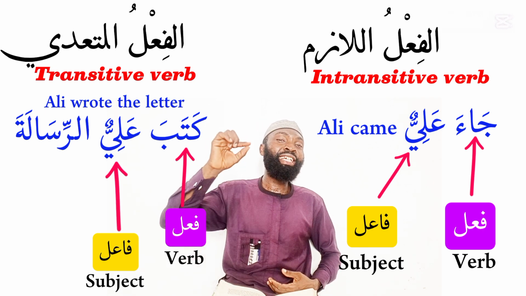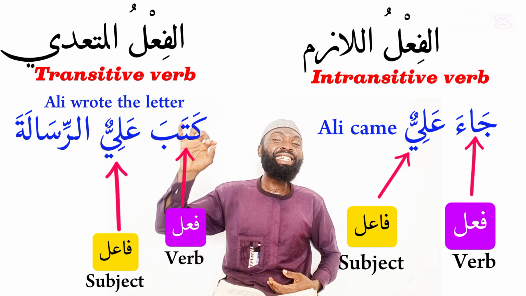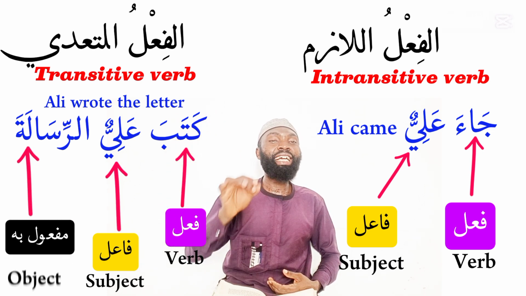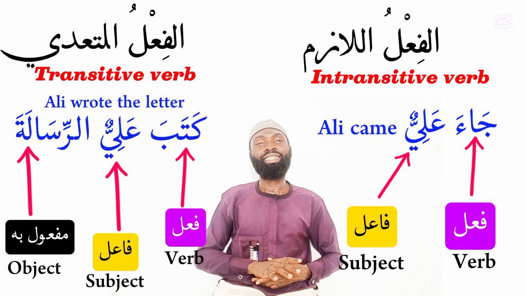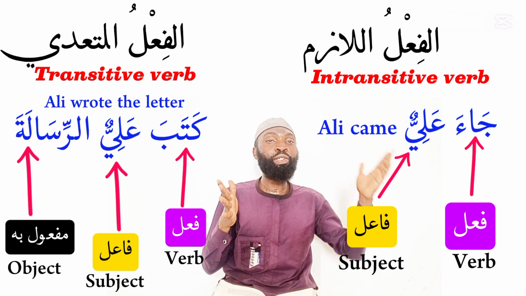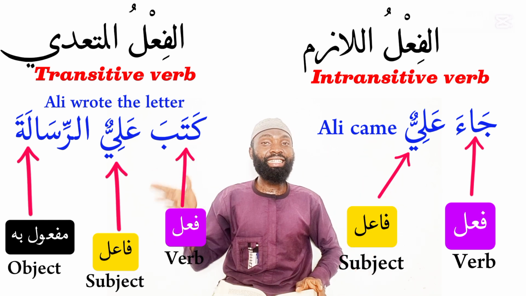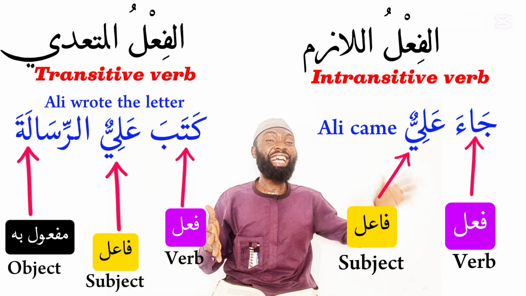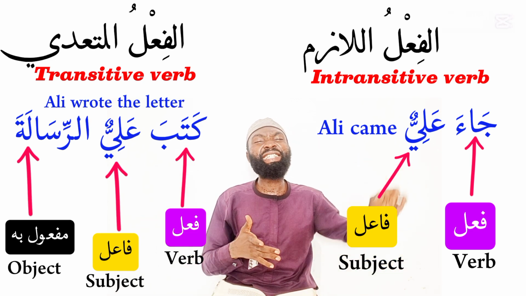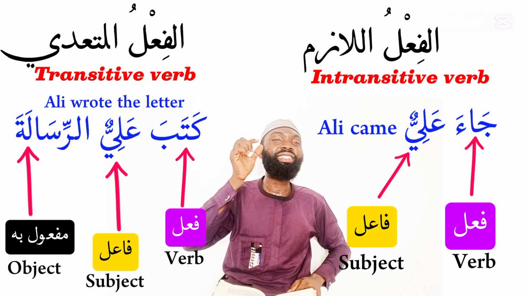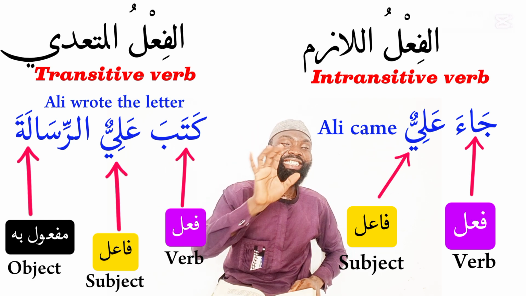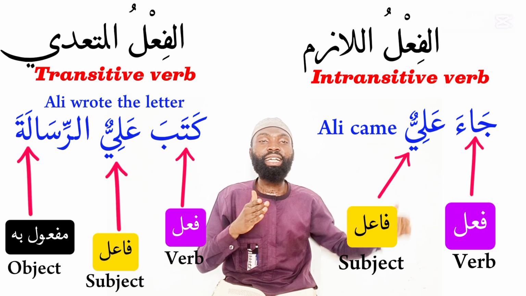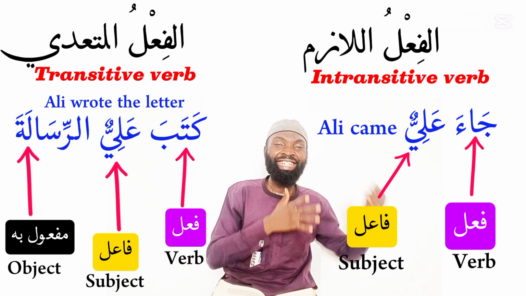Then in addition to this, we have ar-risalata, which is coming as maf'ulun bih, the object of this sentence. Now the first sentence has no object. The second sentence has an object. And what we mean by an intransitive verb is such a verb which does not require an object. Without an object, the verb with the subject can make a complete sentence.